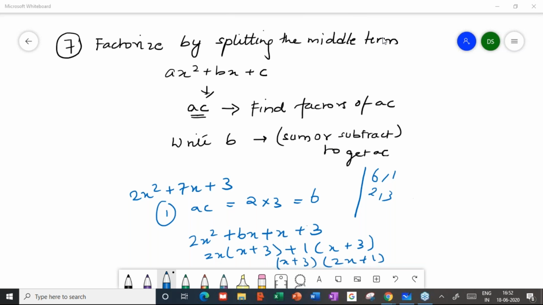So what do we do? Factorize by splitting the middle term is basically: you write it in terms of AC. If this is a general form, find AC, the product of the coefficient of x square and the constant. So here it is 6, right? So for that product, you find the factors. Find factors of 6 and write them in such a way that you get back B. Okay? So in this case, 6 and 1 gives you 7. That's why we've taken 6 and 1.